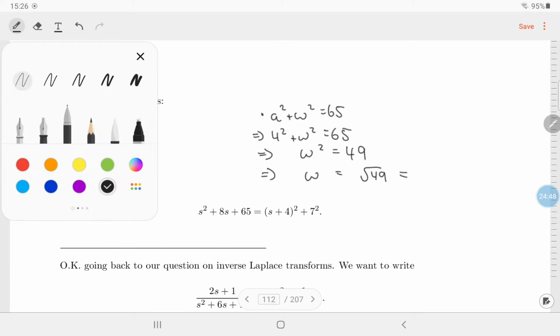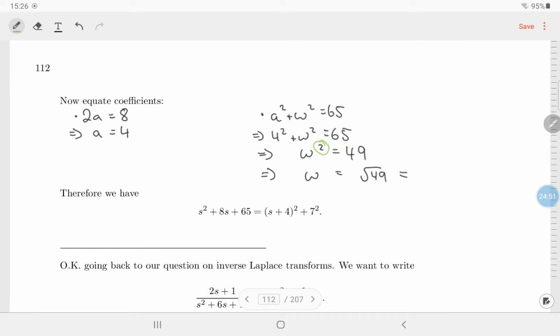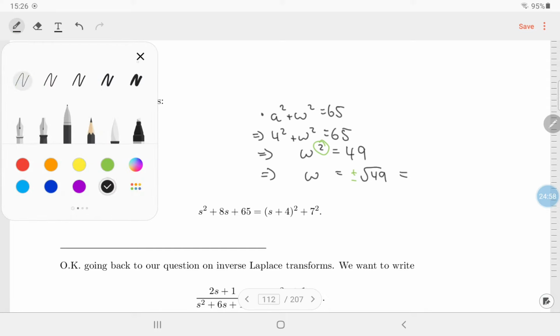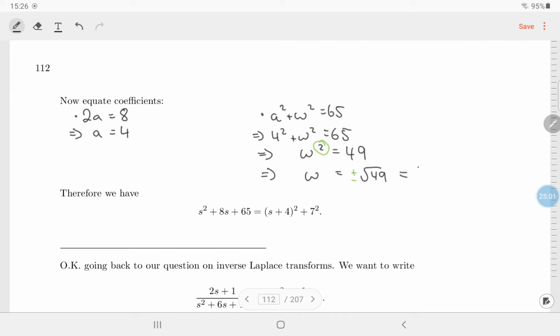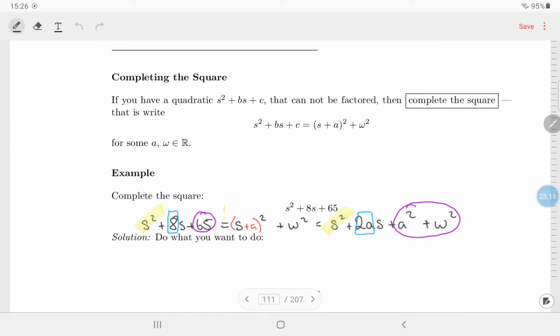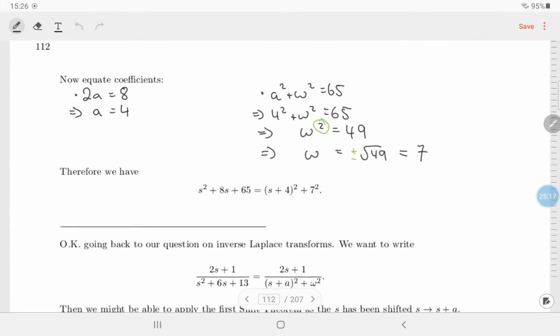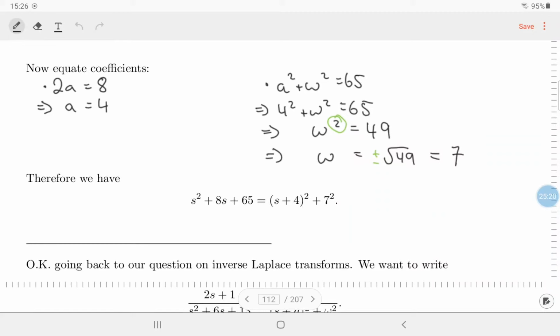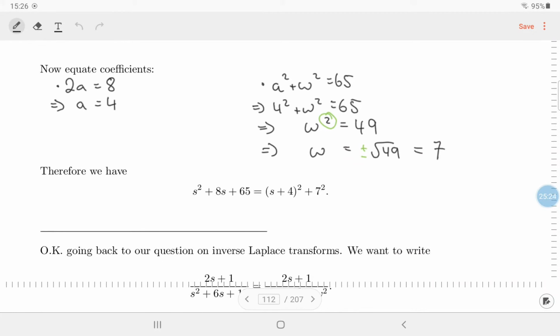Now, the important algebra point, there are two numbers that square to give you 49, plus or minus root 49. You can make a choice here to pick one of them. Why would you pick the negative one? Just pick plus 7. Okay. So you have s squared plus 8s plus 65. That's here. If you force that to equal s plus a squared plus omega squared, you find that a has to be 4 and omega has to be 7. So that's called completing the square. It's obviously not factorizing because you're writing it not as a product but as a sum of two squares. If you can do it a bit faster in your head and you get it right, that's fine. But this is how I'll be doing it.